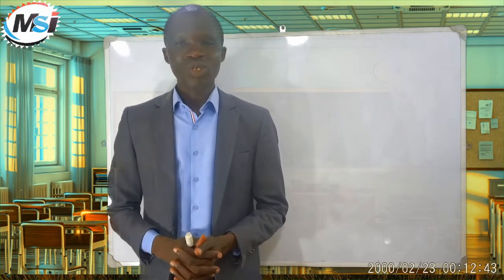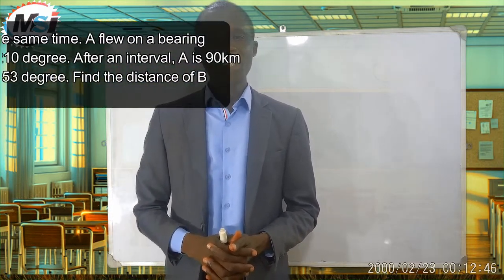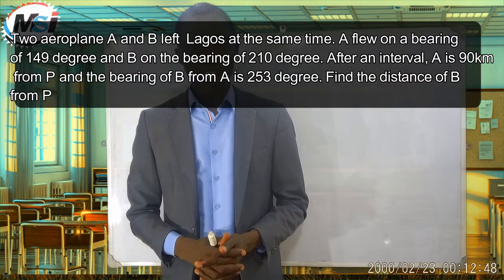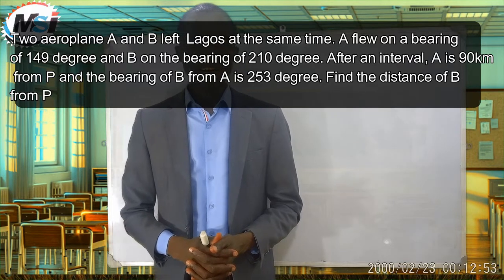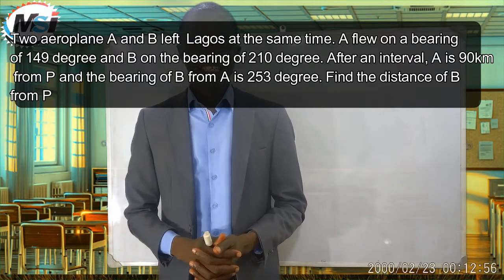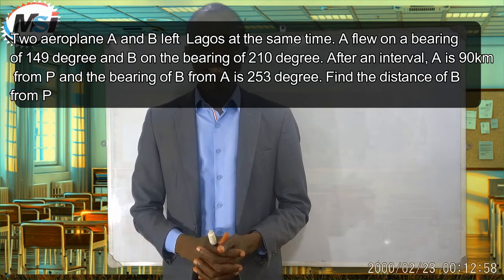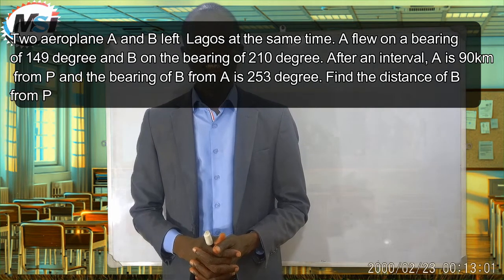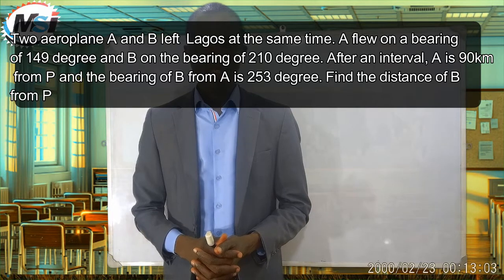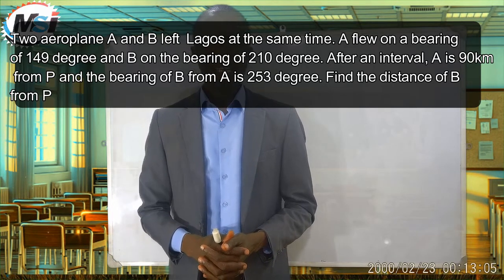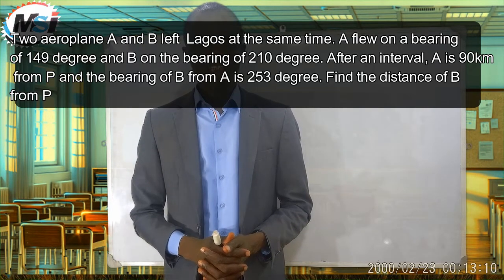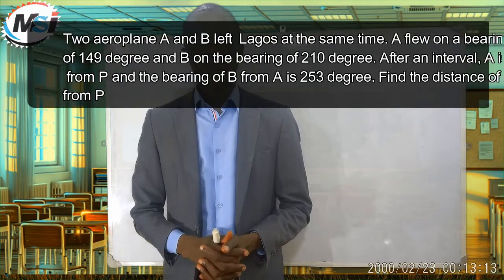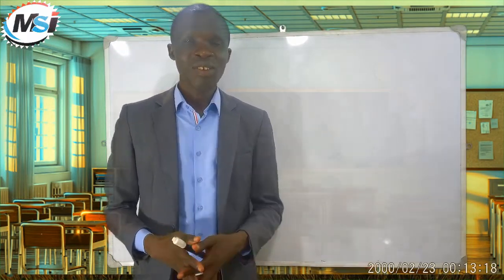The question is: two airplanes A and B left Lagos at the same time. A flew on a bearing of 149 degrees and B on 210 degrees. After an interval, A is 90 kilometers from B and the bearing of P from A is 253 degrees. Find the distance of B from P. This is the question given to us, as you can see on the screen.